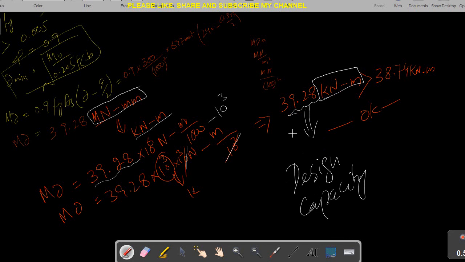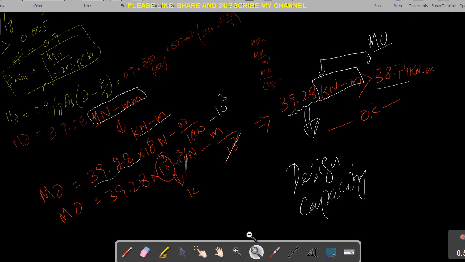This is the design capacity of our section, which is more than the Mu, 38 point, and you can see there is only a little bit of difference. Both the values are close, so this is an economical design. Always try to find the design capacity which is close to the acting loading or moment. So this makes your design economical.